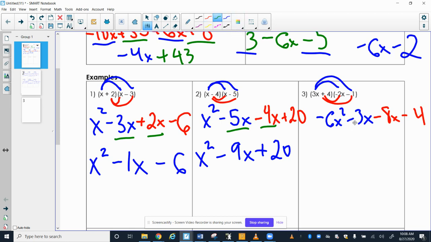Again, we look for our like terms. So negative 6x squared has no like terms because of the squared. So all we can do is combine those middle terms, the negative 3x and the negative 8x. We have negative 6x squared minus 11x minus 4. Okay.